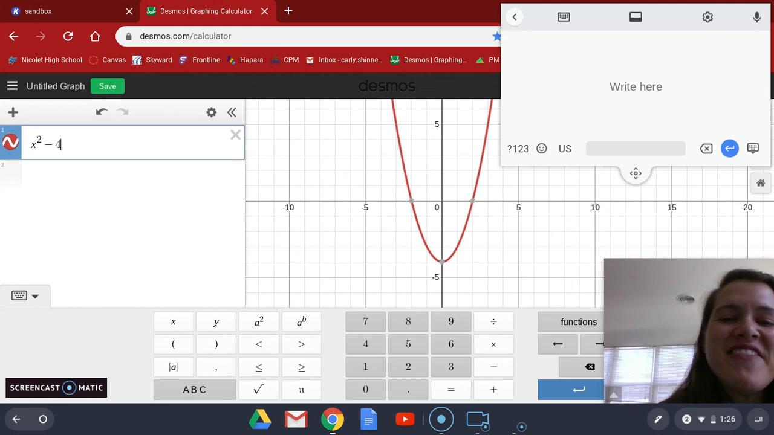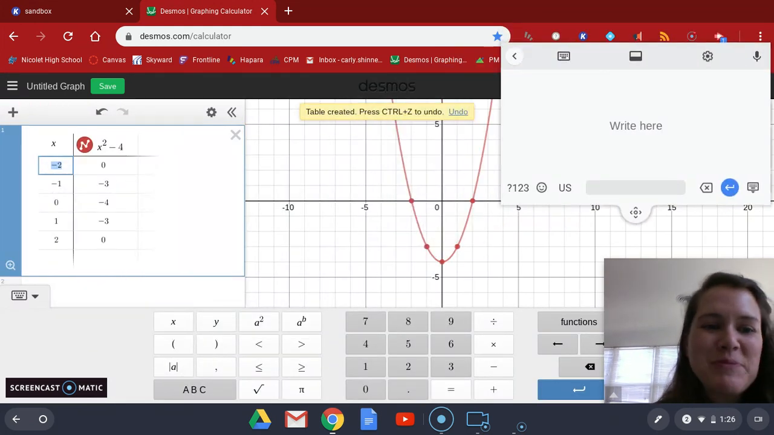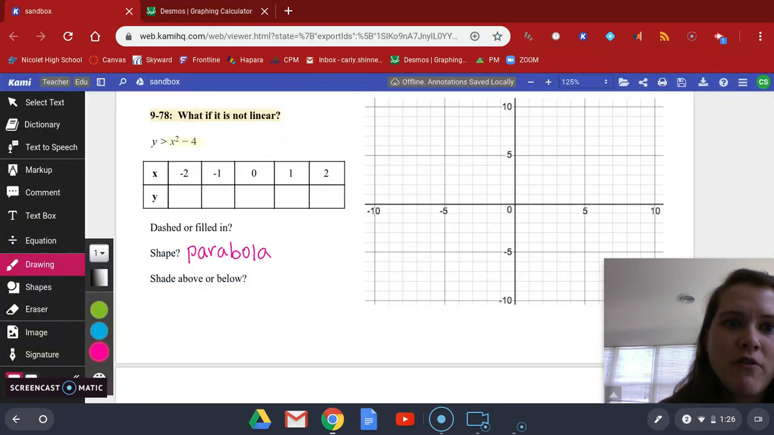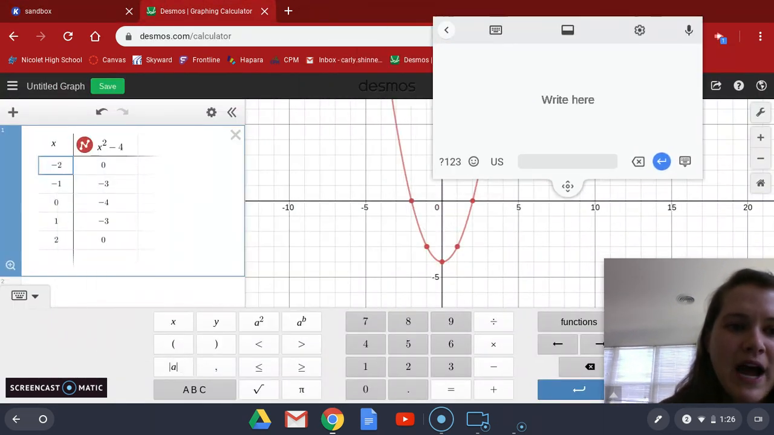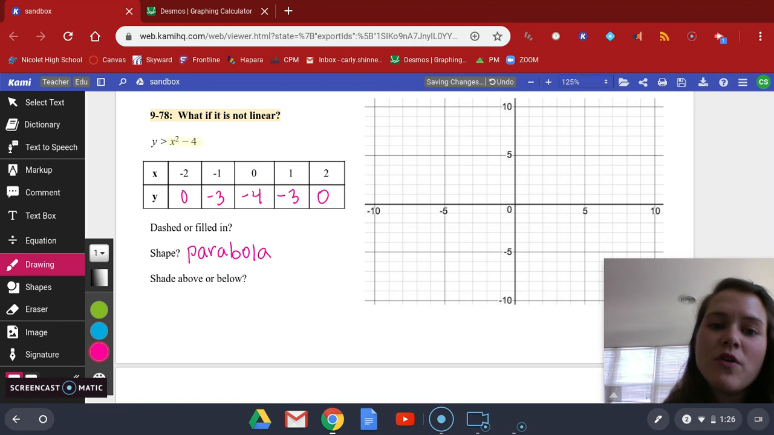Okay. I want to pull up a table here. So I'm just, oh my goodness. I just pulled up my table for my parabola here. And so let's just copy that table down now. So if you look over here, I'm just going to copy down the y's here. So 0, -3, -4, -3, 0. Okay, so those are the points on my parabola.